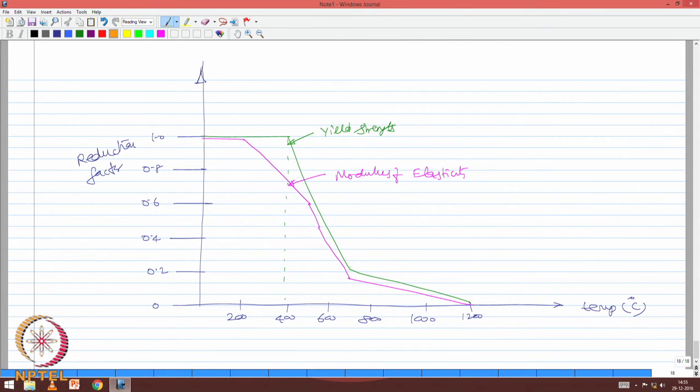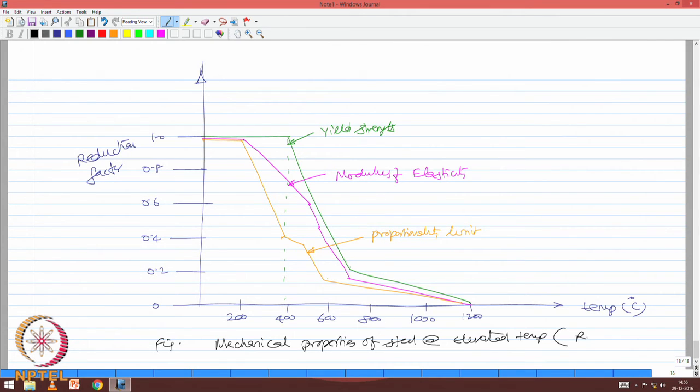Proportionality limit has no change till 200 and drops to 0.4 at 400, further drops, then further becomes steep at 0.1 at 600, then goes to 0. So, this is my proportionality limit. So, this curve shows important mechanical properties of steel at elevated temperature in the form of reduction factor as recommended by Eurocode.